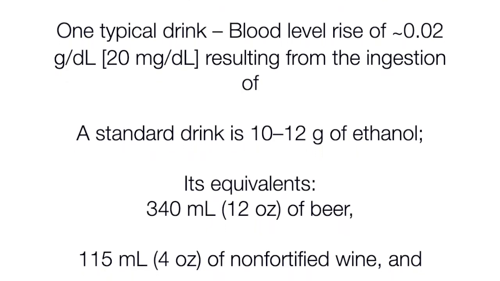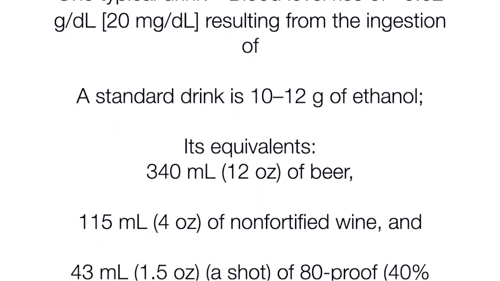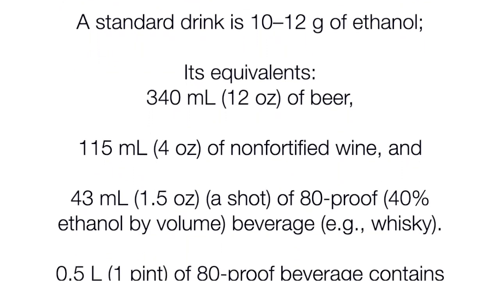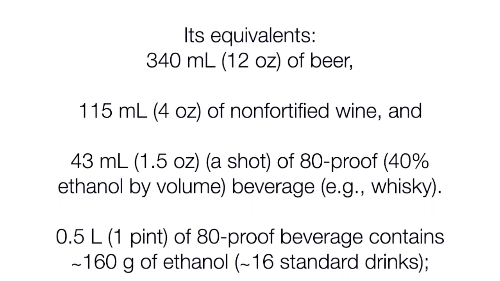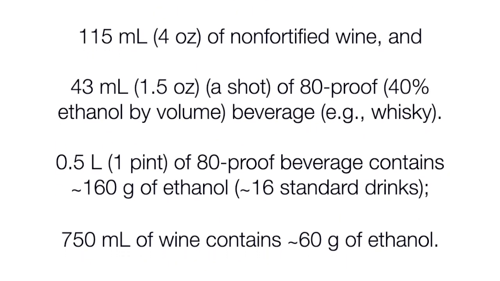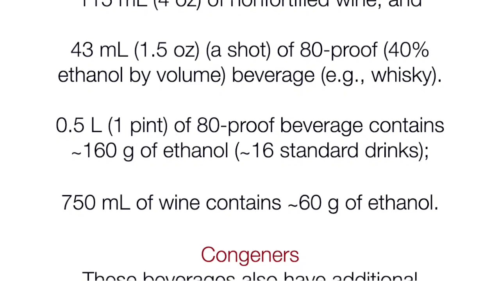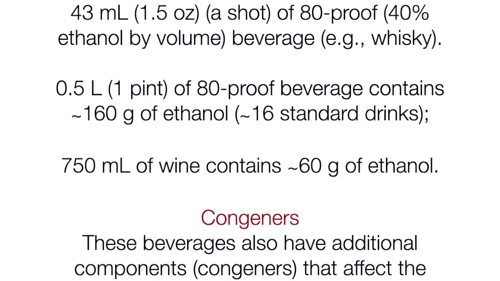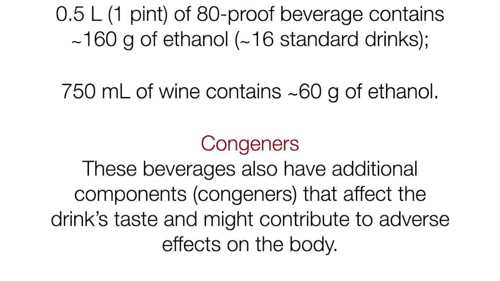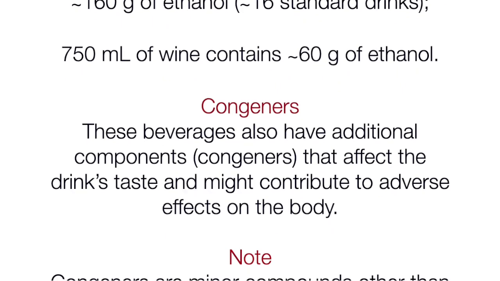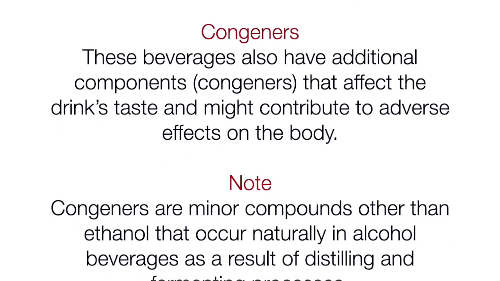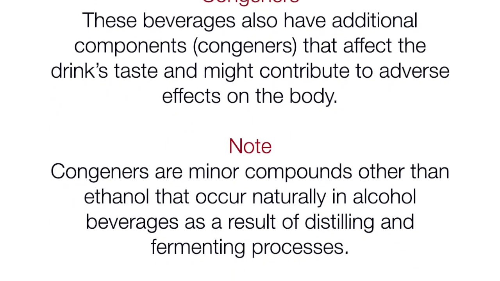a standard drink, which is 10 to 12 grams of ethanol. Its equivalents are 340 ml, 12 ounces, of beer, 115 ml, 4 ounces, of non-fortified wine, and 43 ml, about 1.5 ounces, a shot of 80 proof, that is 40% ethanol by volume. It's the beverage called, for example, whiskey. 0.5 liters, 1 pint, of 80 proof beverage contains around 160 grams of ethanol, that is 16 standard drinks. 750 ml of wine contains around 60 grams of ethanol.